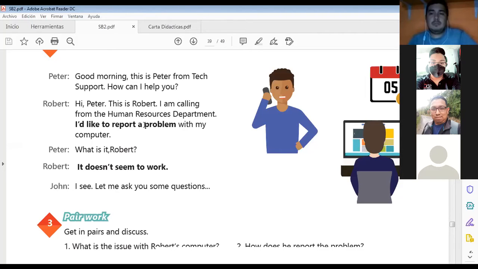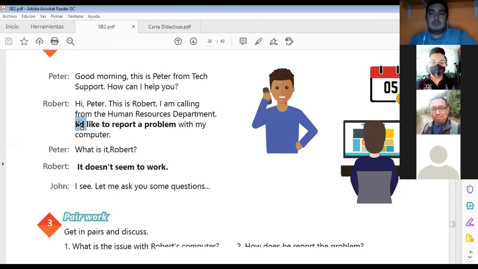Cuando Robert responde, it doesn't seem to work. It doesn't seem. Seem es un verbo que significa parece, parecer. It doesn't seem to work. No parece trabajar. It doesn't seem to work. Okay, more questions?